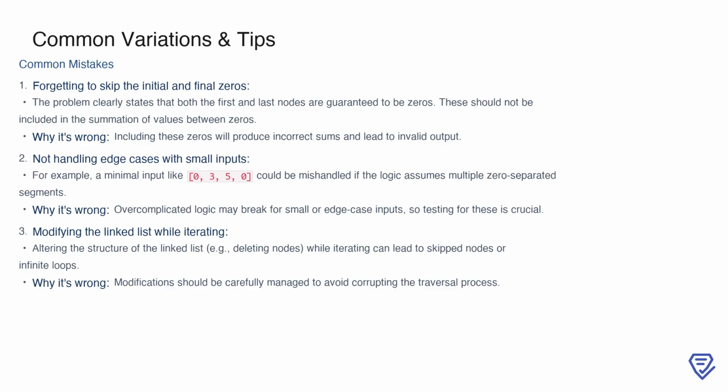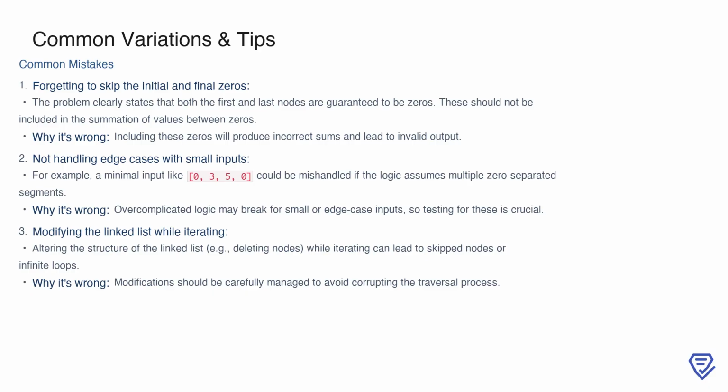Since the problem guarantees that the first and last nodes are zeros, these should act as boundaries rather than contributing to the sums. Including them would lead to incorrect calculations and invalid output. Another common pitfall is not handling edge cases effectively, especially when dealing with small inputs. For instance, with a minimal input like 0, 3, 5, 0, it's crucial to ensure the logic doesn't assume multiple zero-separated segments, as this could unnecessarily complicate your solution.